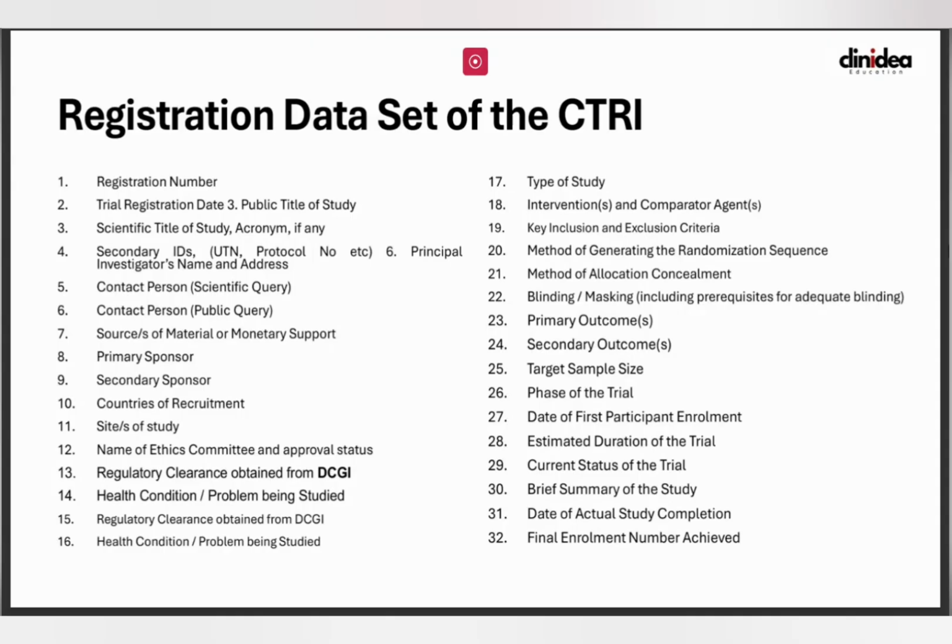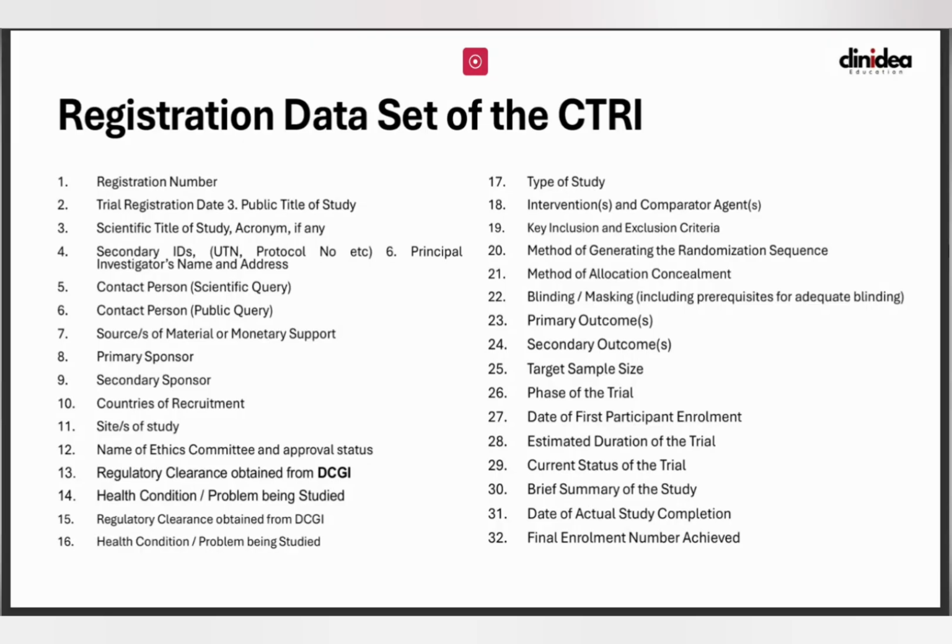Then name of ethics committee and what is the approval status. So before starting the trial, you will mention the name of the ethics committee and the status would be not yet approved or approved. And after phase one of the trial, the status of the clinical trial by the ethics committee would be something else, like approved, audited, checked, like that. So accordingly, you have to update the status.